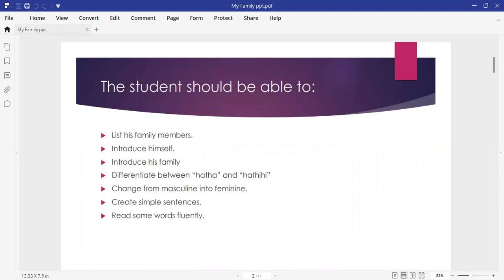The student should be able to list his family members, introduce himself, introduce his family, differentiate between هذا and هذه, change from masculine into feminine, create simple sentences, and read some words fluently. So in the first session with you, Heidi, you learned about short sounds and long sounds and the forms of each letter. So this will help us read these simple words fluently.